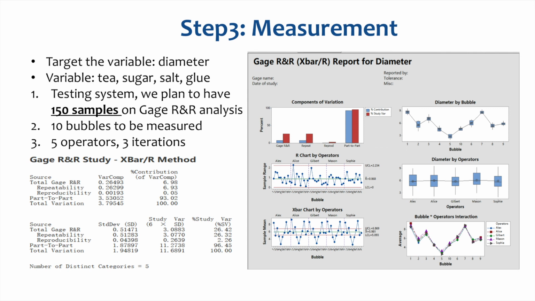Now, our R chart by operators, all but 1 point are within the control limits. Our X-bar chart by operators, the majority of the points are outside the control limits. When we're looking at diameter by bubble, we see a relatively similar pattern. The diameter by operators, we see a very similar pattern. And the bubble operators interaction, we see diverging points throughout. So this indicates that our overall Minitab analysis shows that our measurement process is valid and accurate.